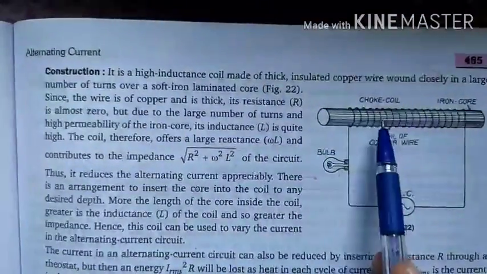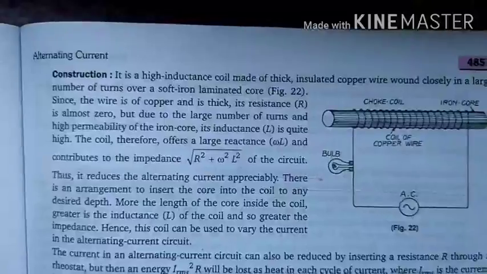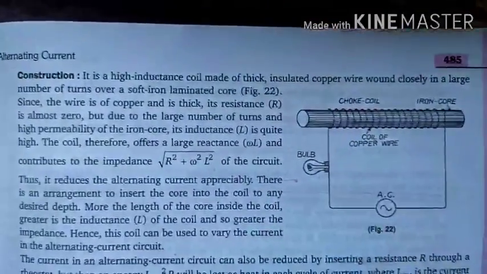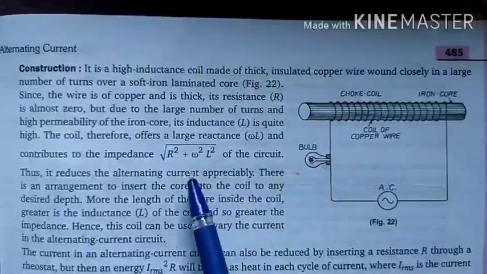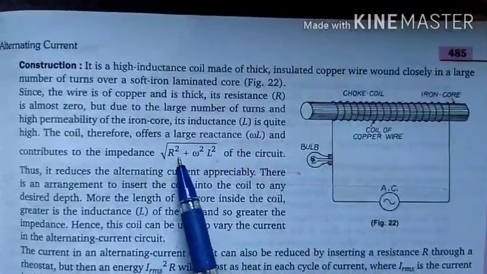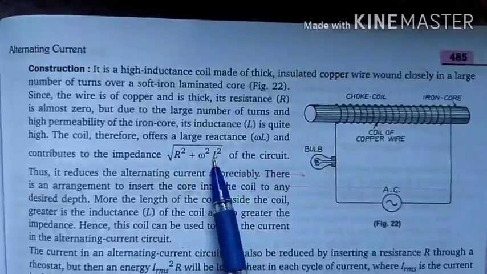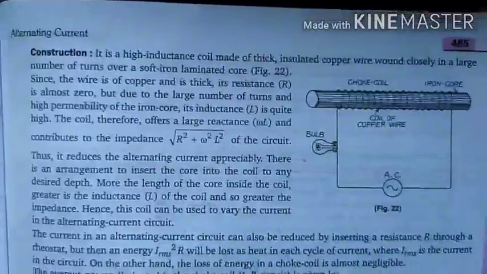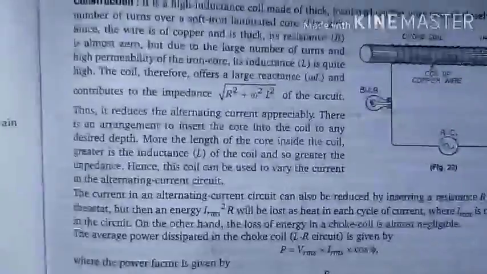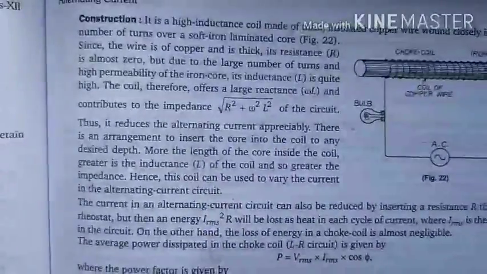Therefore, this system has a very small value of resistance, but a high value of impedance. Resistance is small, since it is due to the copper wire, but impedance is high because impedance is given by the square root of R squared plus omega squared L squared. R is almost zero, but L is very high, because of that this whole term becomes high. The impedance of the circuit is high. As the impedance is high, it reduces the alternating current appreciably.